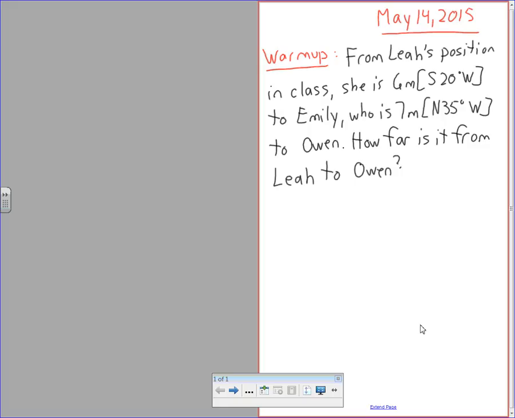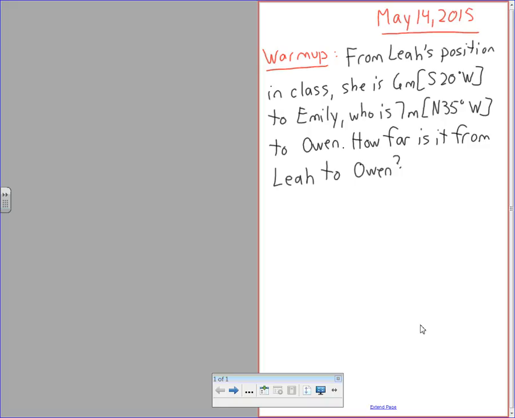So it says here, from Leah's position in class, she is 6 meters, 20 degrees west to Emily, who is 6 meters north, 35 degrees west to Owen. How far is it from Leah to Owen? All right, now, these questions, this is going to be a triangular question, so there should be a triangle. What is the first point on my triangle going to be? Go ahead, Leah. Okay, so I'm going to start with Leah.